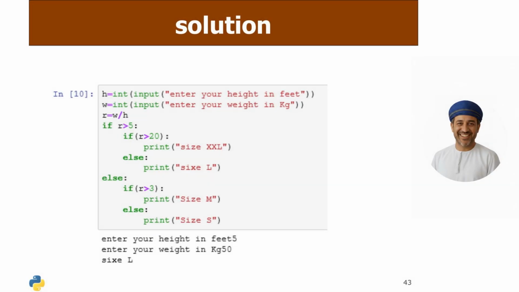To determine shirt size, calculate the height to weight ratio. If the ratio exceeds 5, check if it's above 20 for extra extra large or below for large. If under 5, check if it's above 3 for medium. Otherwise, it's small. This method ensures accurate sizing based on body proportions.